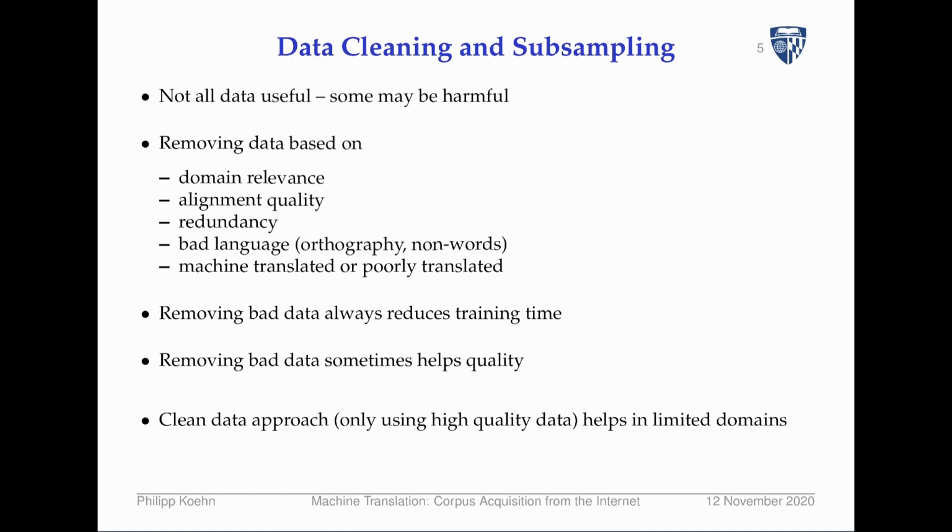Maybe I should say at this point also something about data cleaning and subsampling. So not all data is useful. Some may even be harmful. More on that at the very end of this talk. So you could remove data based on domain relevance, alignment quality, redundance. You don't want to have the same sentence pairs over and over again, or just bad language, or machine translated or poorly translated output. So when you remove bad data, you can actually train your models faster, and removing bad data sometimes helps quality. Actually, we have realized in the context of neural machine translation, removing bad data does significantly help quality very often. So just having a clean data approach, so only using high quality data, helps especially in limited domains.